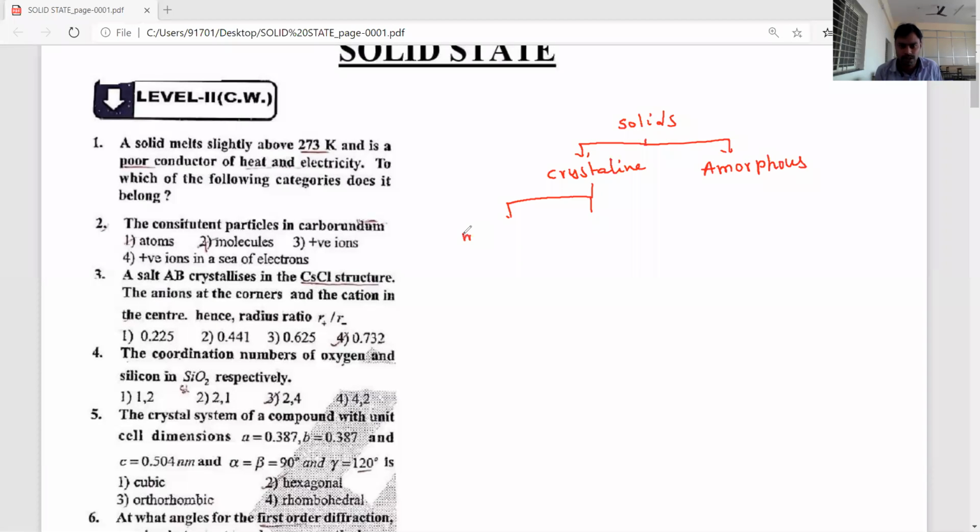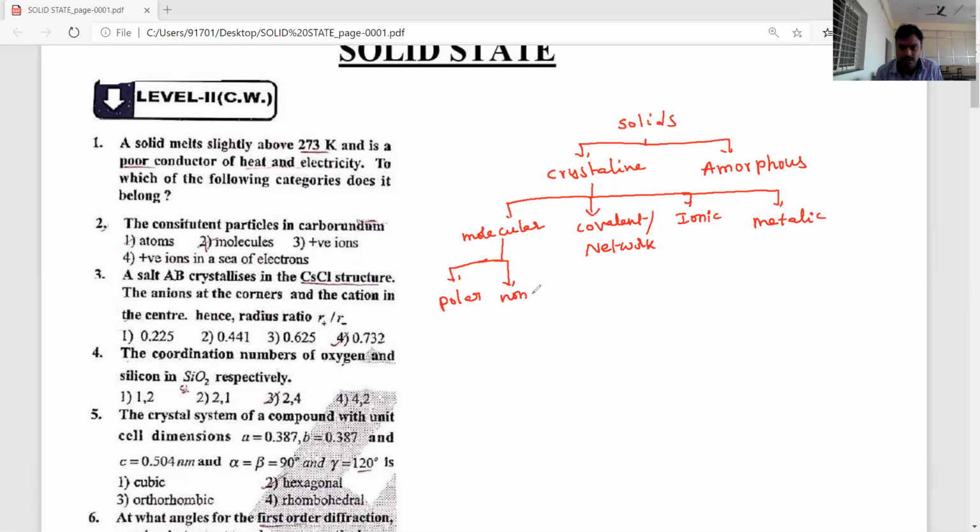One is molecular solids. The second one is covalent or network solids. The third one is ionic solids. And the fourth one is metallic solids. It's very clear. Now, the molecular solids are again divided into three types. One is polar, the second one is non-polar, and the third one is hydrogen bonded (HB) molecular solids.